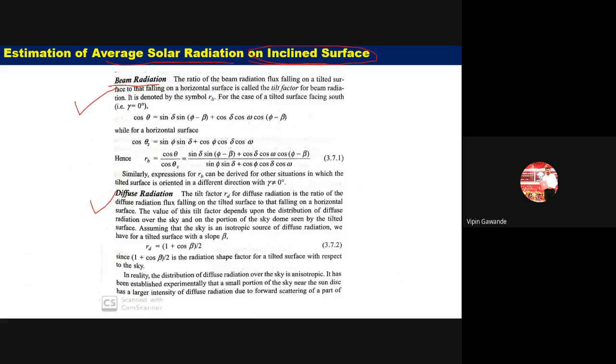The beam radiation is calculated using this formula: RB is equal to sine delta sine (phi minus beta) divided by cos delta, and you have to use this one formula here. For diffuse radiation, the formula is RD equal to (1 plus cos beta) divided by 2. We know that beta is the slope, or the inclination of the inclined surface. So beta is the tilted angle, and the formula is 1 plus cos beta divided by 2.